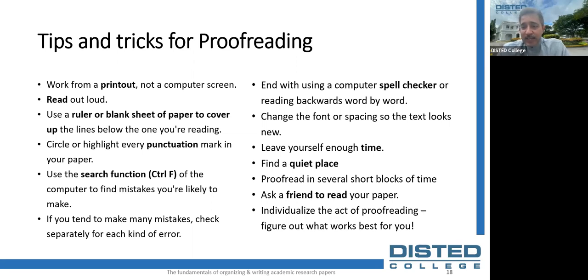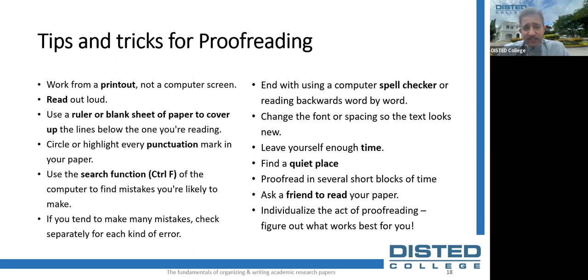Use a ruler or blank sheet of paper to cover up the lines below the ones you are reading. This technique will keep you from skipping over possible mistakes, because you tend to read fast and you will tend to skip. If you cover the other sections, you just focus on the area that you want to focus on. Circle or highlight every punctuation mark in your paper. This forces you to pay attention to each mark you use and to question its purpose in each sentence. So this is another style of proofreading.